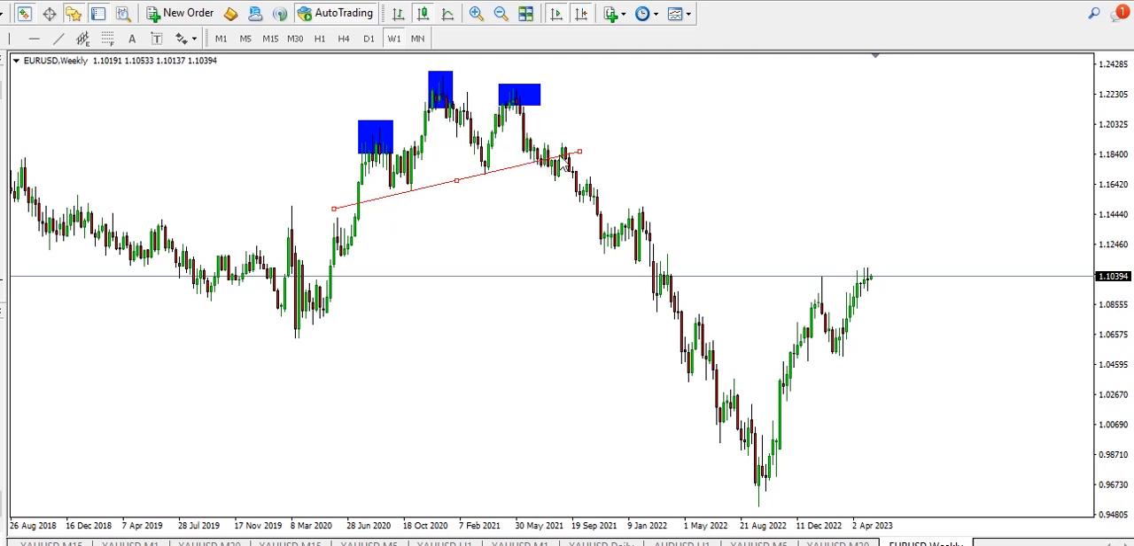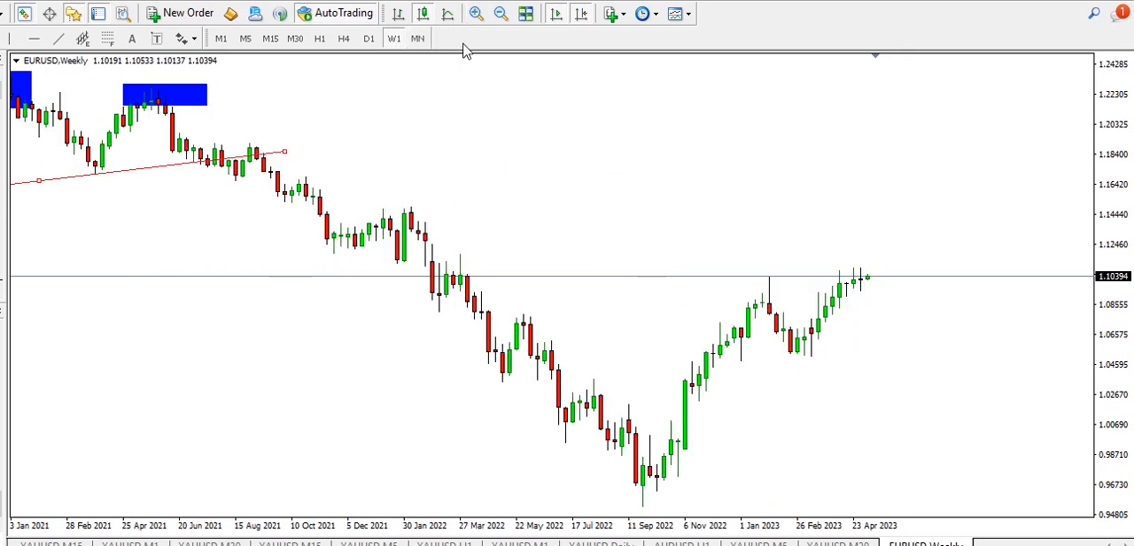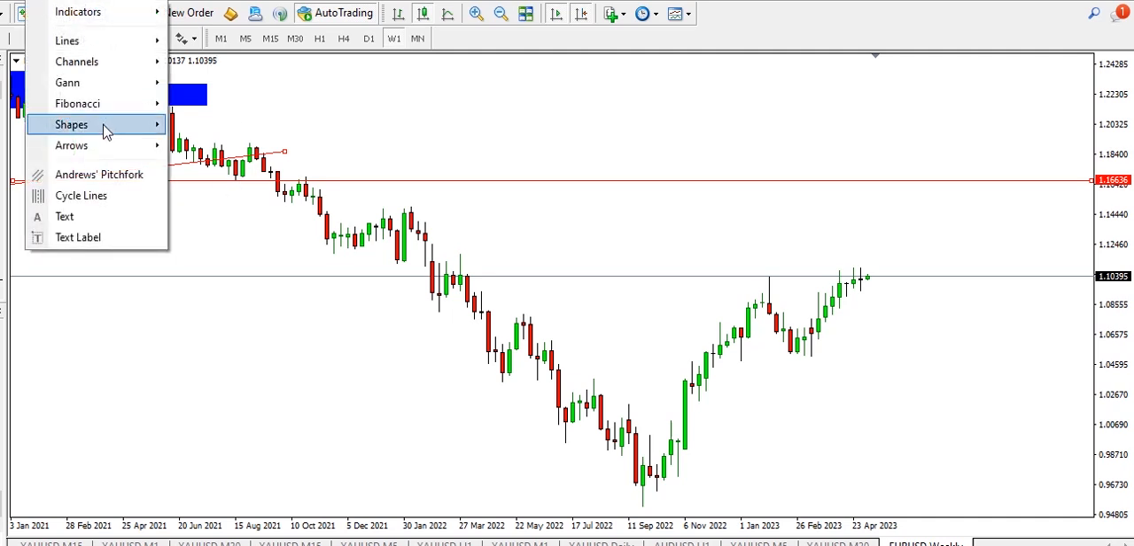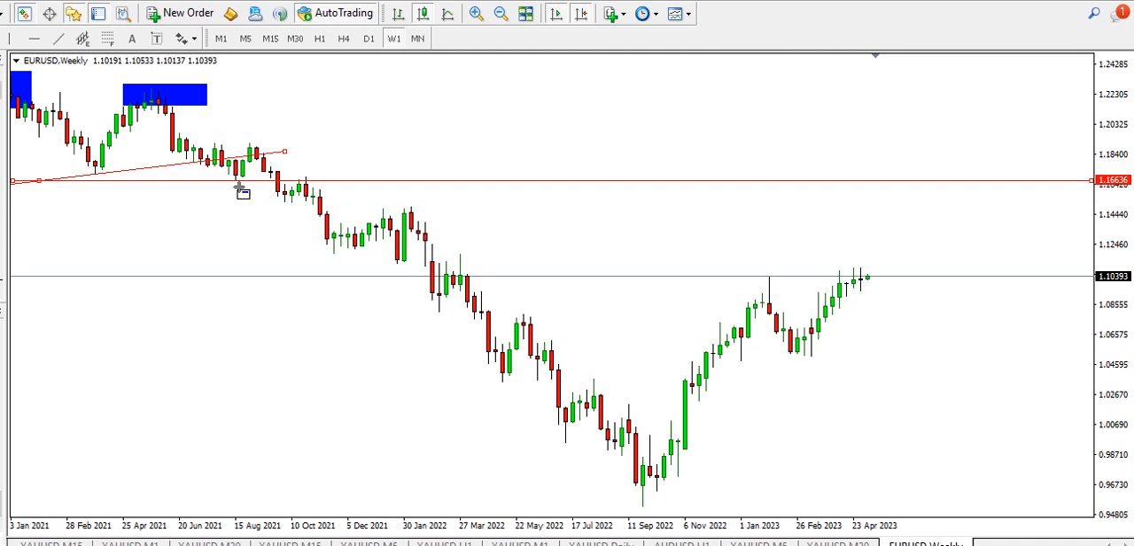Then allow the neckline to be broken. If you look at it, it got broken around here, went up, then got retested, as in it came back to that neckline, and then price started to drop. Now when price dropped, you can see a structure around here. Okay, let me highlight the structure. You can see the structure on the weekly time frame, and you can see the break of structure. So you can place your sell trade at that point.